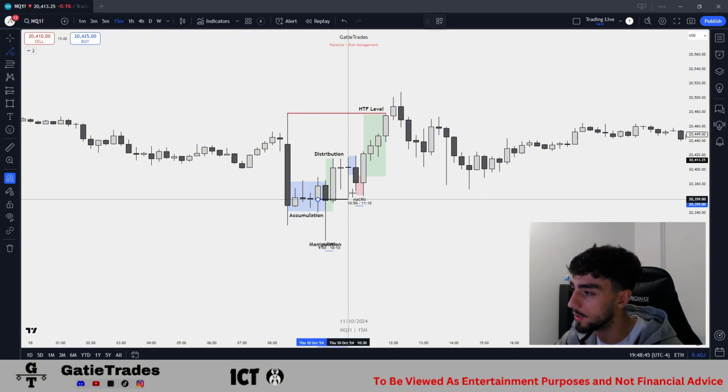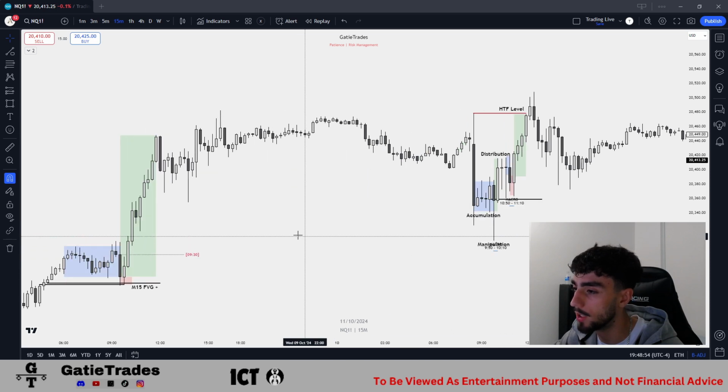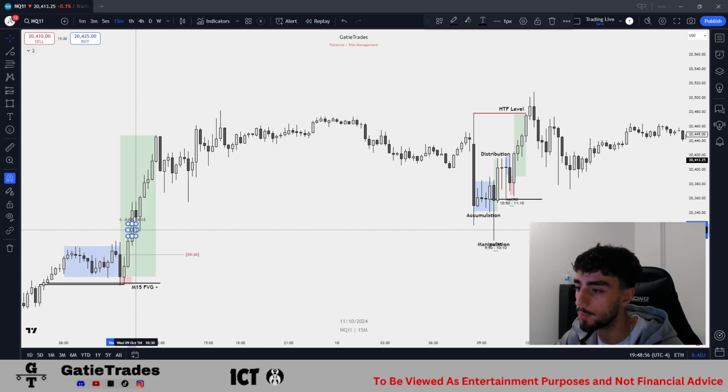9:30 a.m. comes. This is 9:30. I'm marking it out with a black line. Wait for manipulation from 9:30 a.m. After 9:30 a.m. Boom. We manipulated. Did we hit a high time frame key level? Yes. 15-minute fair value gap right here.